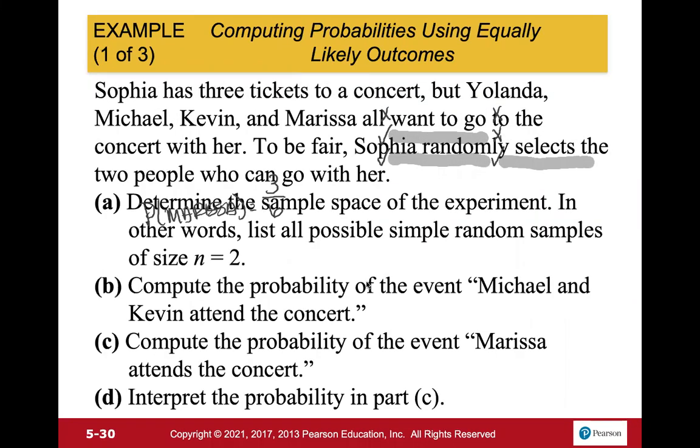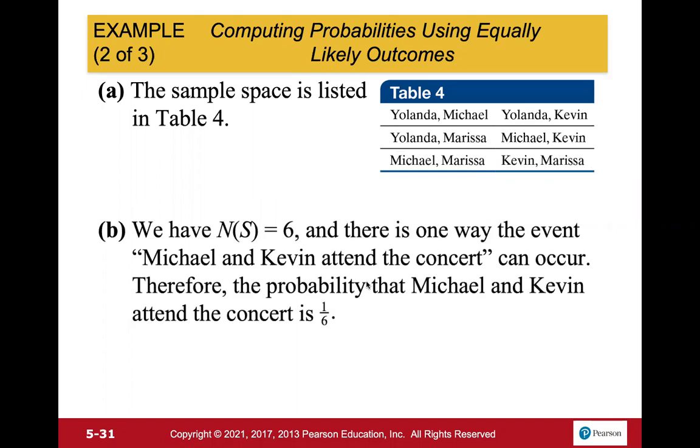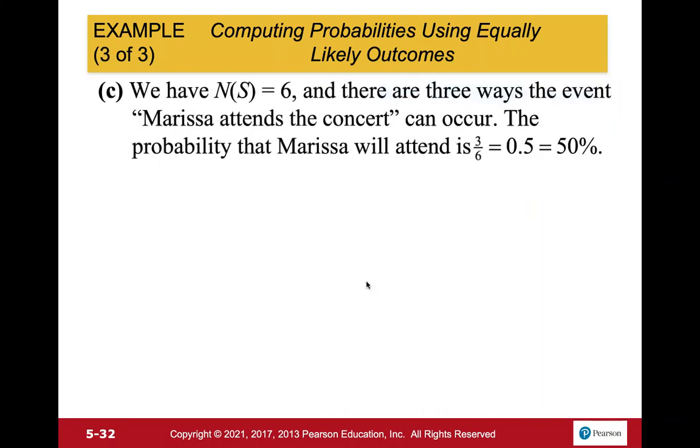And part D, interpret the probability. All right, since we have this is equal to, we could simplify this by dividing both top and bottom by 3. 3 divided by 3 is 1. 6 divided by 3 is 2. And this gives us a 0.5 probability. All right, so let's see if we missed anything. Our sample space is 6. There is only one way that Michael and Kevin attend the concert. Therefore, the probability that Michael and Kevin attend the concert is a 1 out of 6 chance. Part C, we have n equaling 6, and there are 3 ways that Marissa attends the concert. So the probability that Marissa attends the concert is 3 out of 6, which is equal to 0.5, or we could even think of that as 50%.